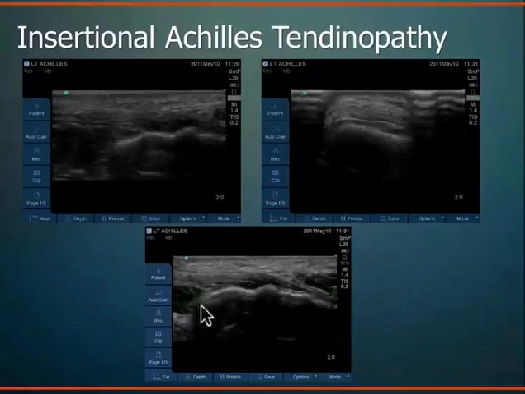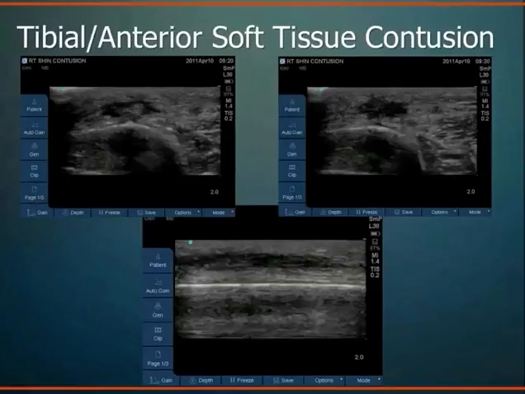What you can see is the calcaneal insertion, Achilles tendon coming down here, and you're getting disruption of normal architecture. This was not anisotropy. As I move the probe around, that discrepancy stays there. That's a localized fluid collection, disruption of the insertion, and insertional Achilles tendinopathy is a very common diagnosis and very easily visualized on ultrasound.